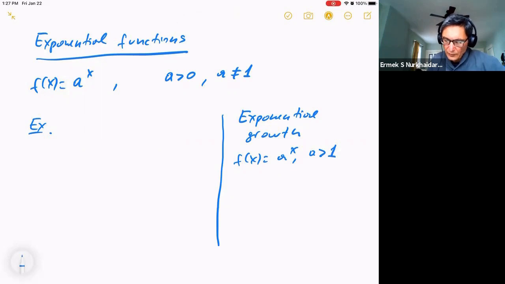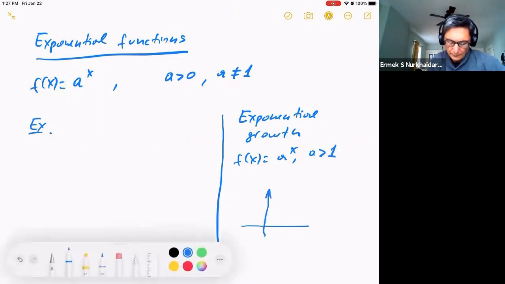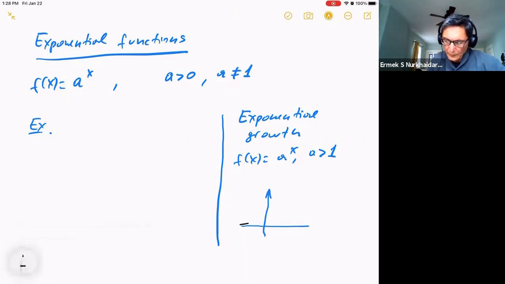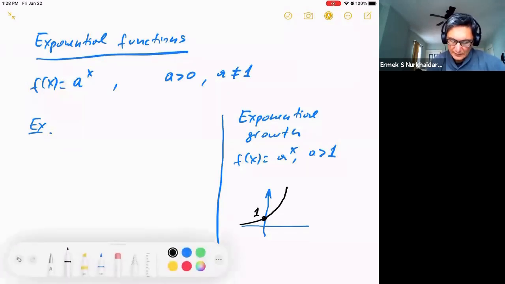And the graph of it is going to look something like this. So it's exponentially growing. And the intersection here, a to any power, a to the 0 is 1. Okay, so that's exponential growth. So it's increasing rapidly.